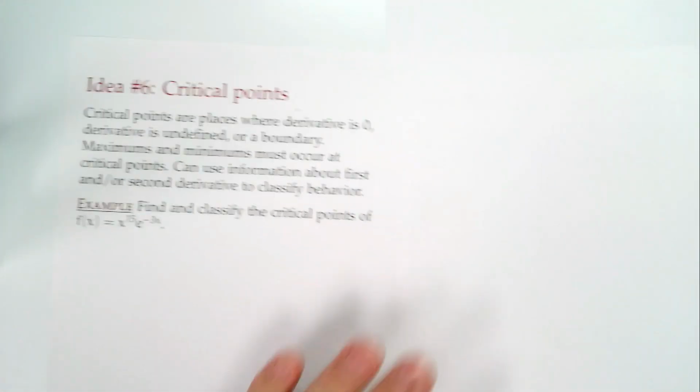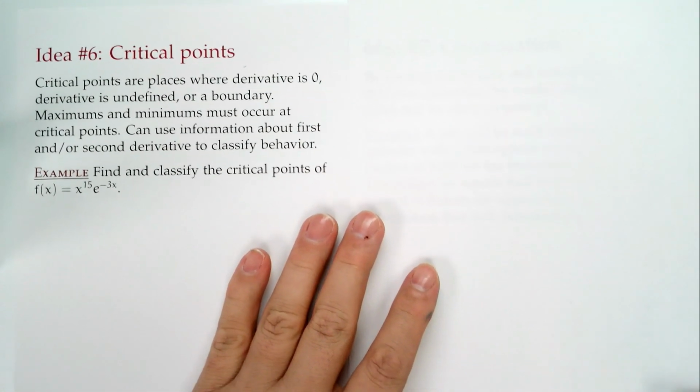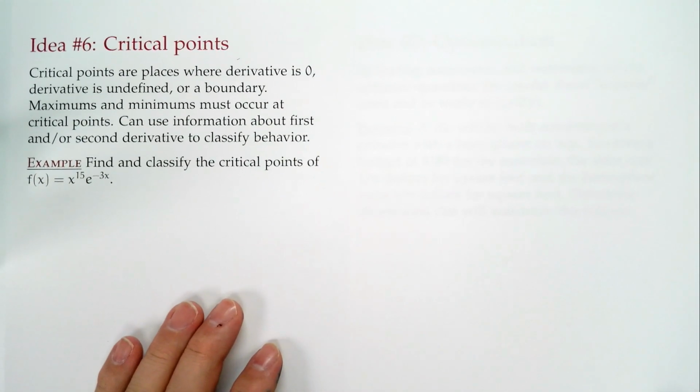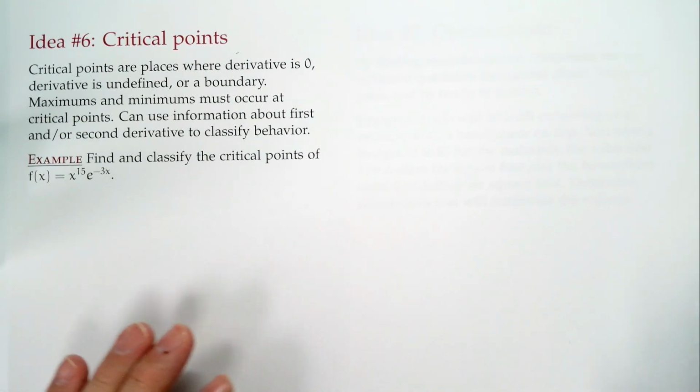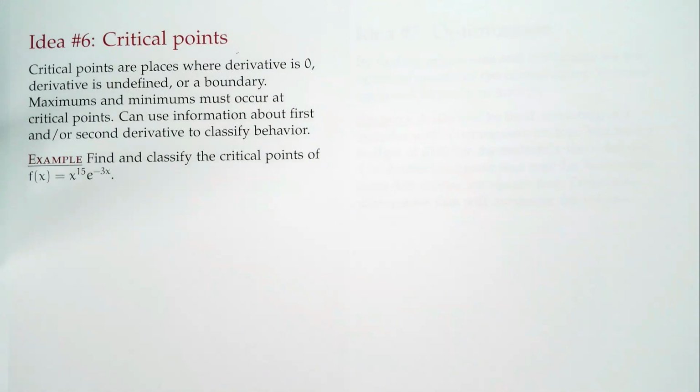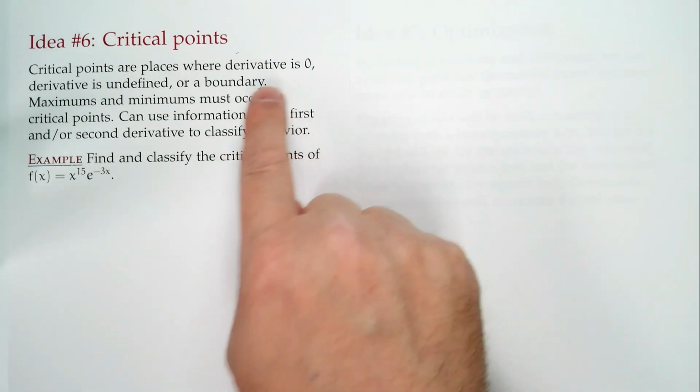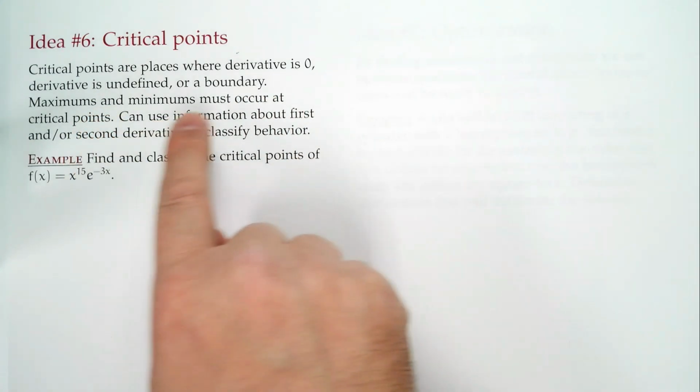So, what's our next idea? Our next idea are critical points. And these are very critical to understanding what happens. Now, what is a critical point? Well, essentially these are the important points of the function. The points that we look at and say, something interesting is happening here. So these are places where the derivative is 0, the derivative is undefined, or you're at a boundary.